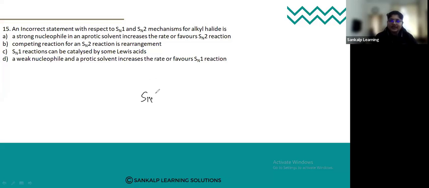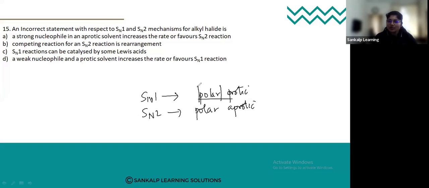When you have SN1 reaction, polar protic solvents are used. And for SN2, polar aprotic solvents are used. Polar means polar group, polar compound. Protic means a hydrogen-attached molecule or compound is present. Polar aprotic means there is no presence of hydrogen. Now SN1 is favored in polar protic solvents, and SN2 is favored in polar aprotic solvents. Remember this. So this is correct.